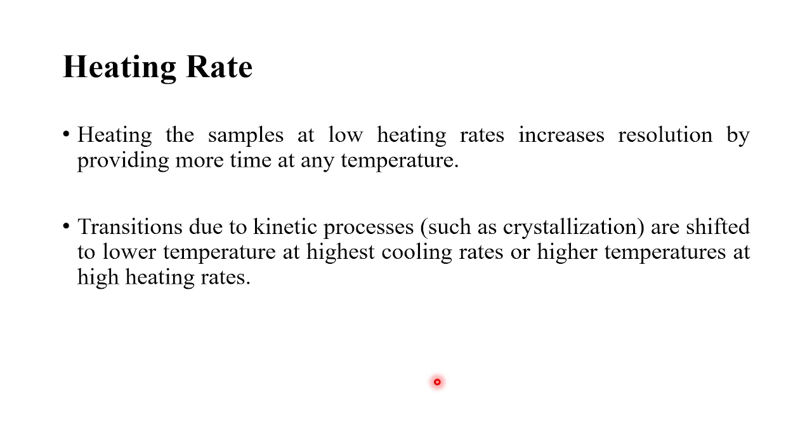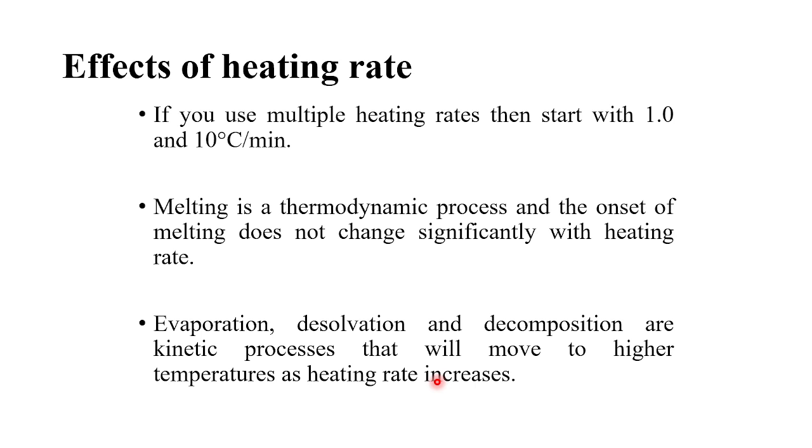For example, if you are scanning at 5 degrees centigrade per minute and you are getting Tc at 60 degrees centigrade, and if you do the same testing at 20 degrees centigrade per minute, you will get Tc maybe 65 or 67, like that. So there will be slight changes. If you use multiple heating rates, then start with 1 degree and go up to 10 degrees centigrade per minute.